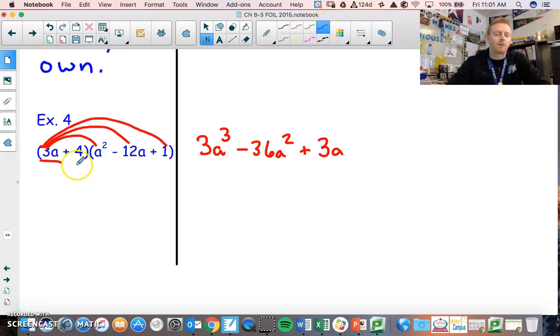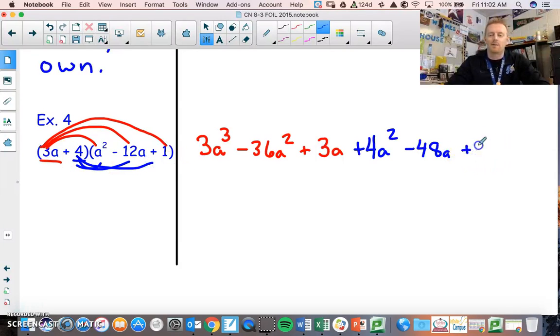Now the next thing I'm going to do is multiply the second number in my binomial to all items in the trinomial. So this is going to be a 4 times an a squared, which would be a plus 4a squared, and then a 4 times a negative 12a, which will get us a negative 48a, and then a 4 times that 1 will get us a plus 4.